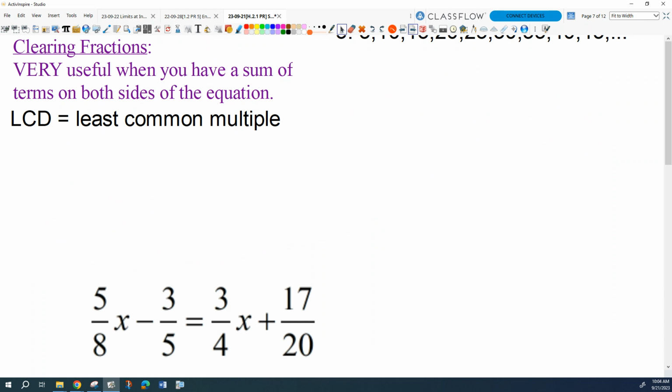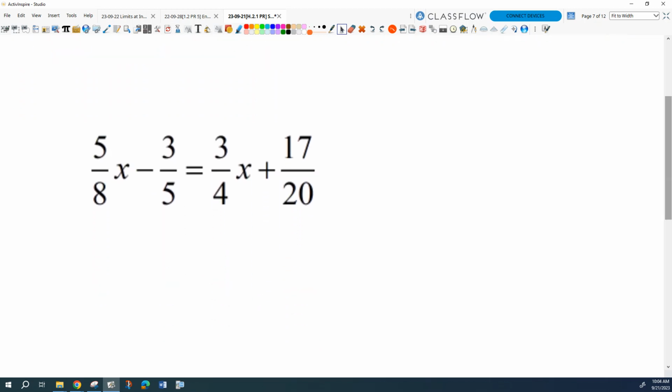Have you guys done this? Have you spent some time clearing fractions? Okay, let's review it anyway, because there's one layer to this I bet you haven't done. So clearing fractions is very, very useful whenever you've got an equation that involves a sum of terms on both sides of the equation and you see one or more fractions. We could solve this using traditional steps. Fractions are just numbers. I could use the same steps that we used in the last few examples and it would work. But the disadvantage is I'm doing all this arithmetic with fractions, which is very cumbersome.